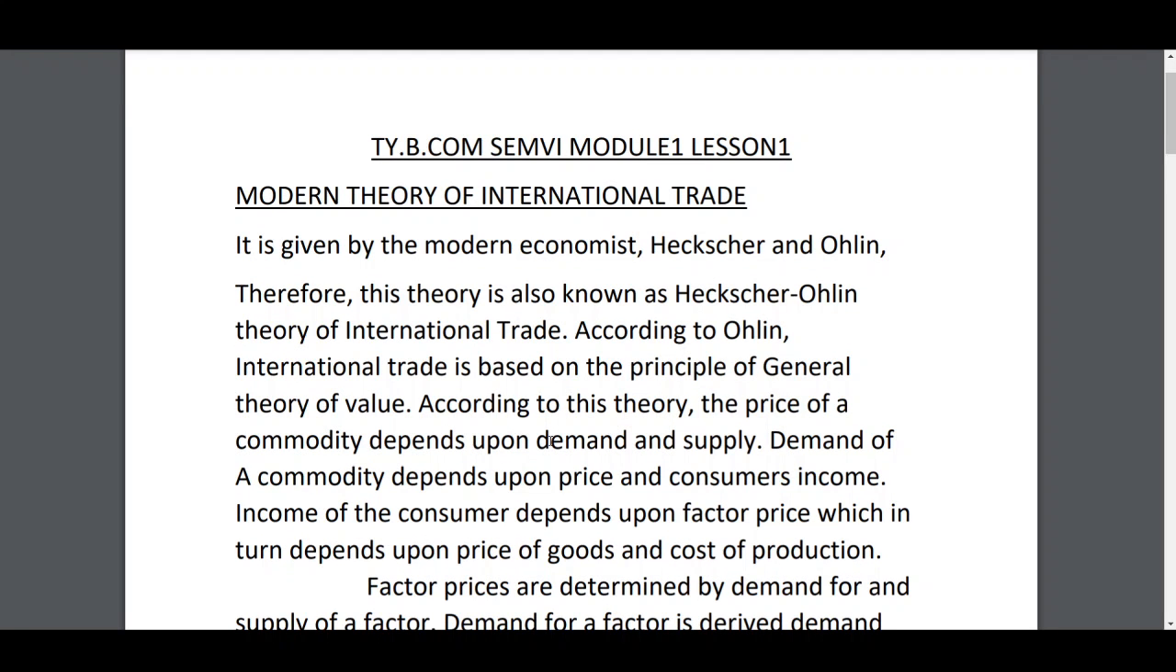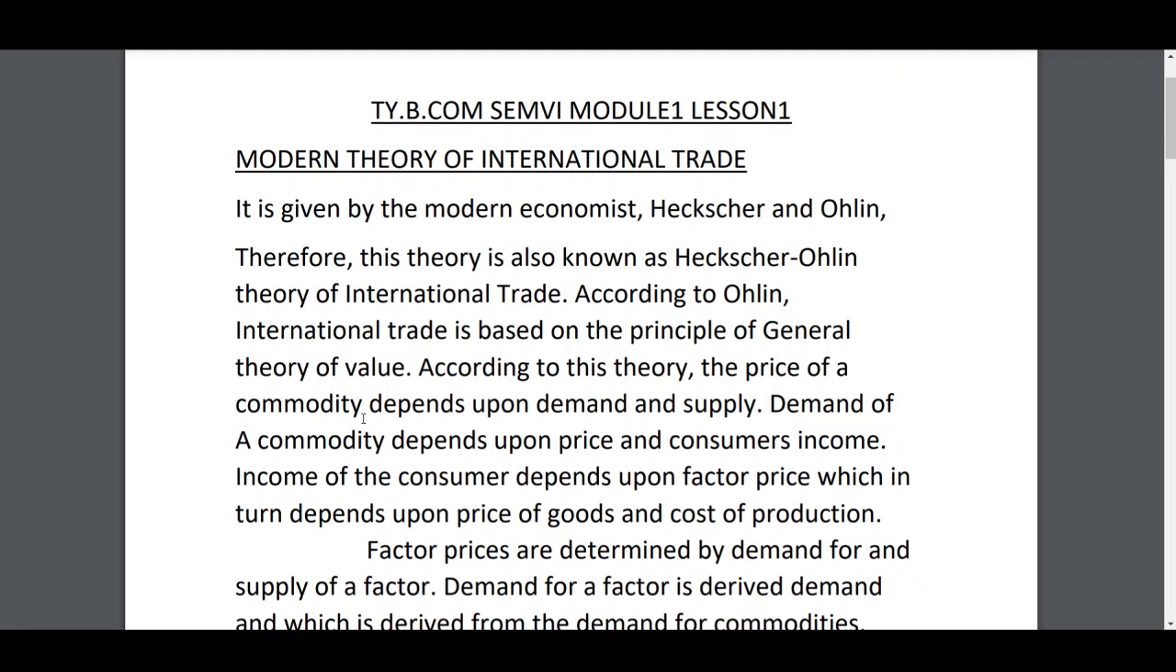international trade is based on the principle of the general theory of value. According to this theory, the price of a commodity depends upon demand and supply. We already studied that demand and supply play an important role in determining the price of a commodity. Understand? Now, demand of a commodity depends upon what? Price and consumer's income.